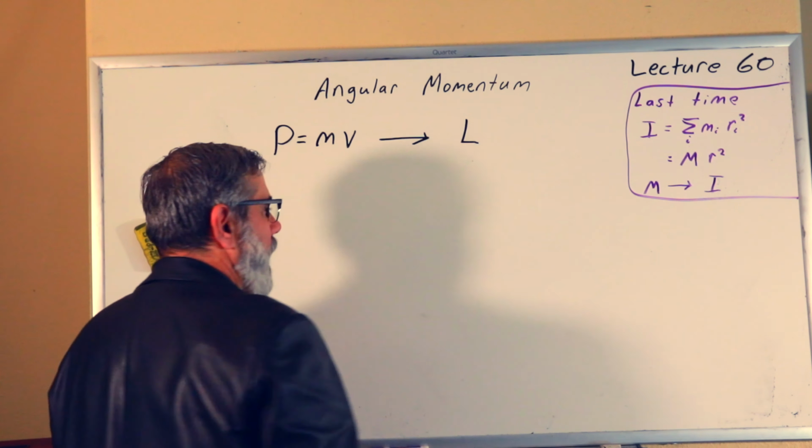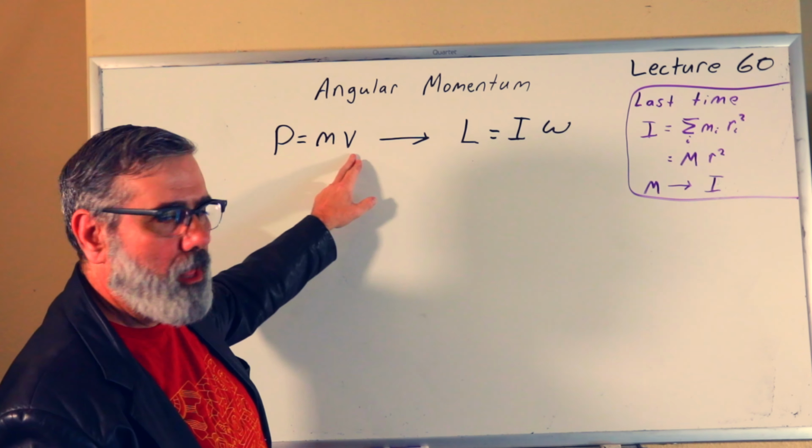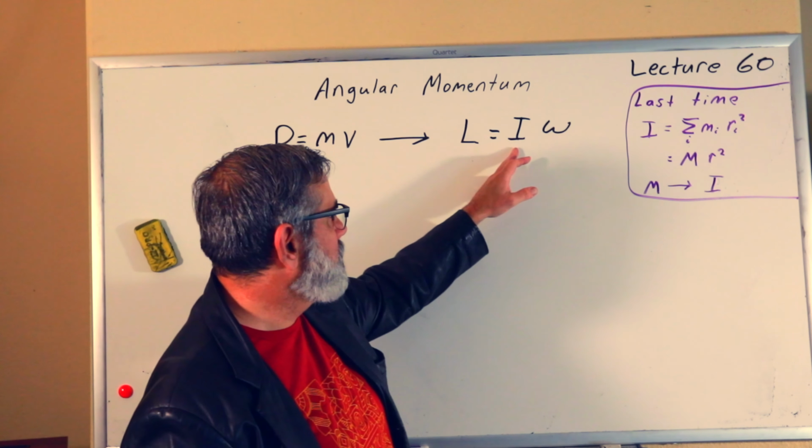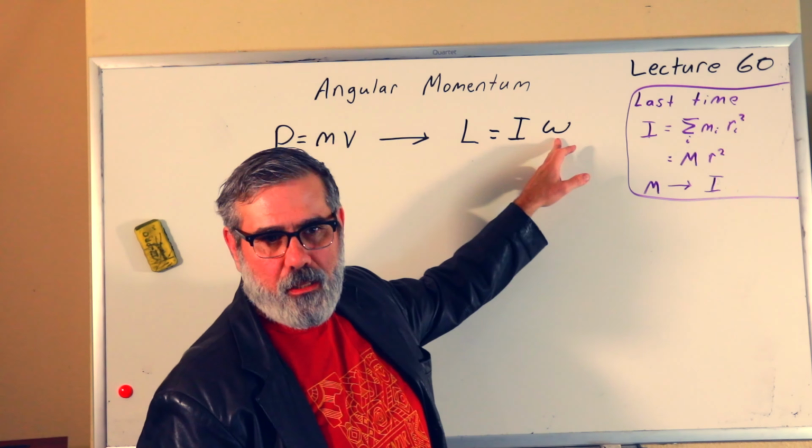Angular momentum we described with the letter L. I have no idea why. Check into that. Probably a French word. And it's equal to I omega. Right? All I've got here is I've replaced the linear quantities, mass and velocity, with their angular counterparts, moment of inertia and radial velocity.